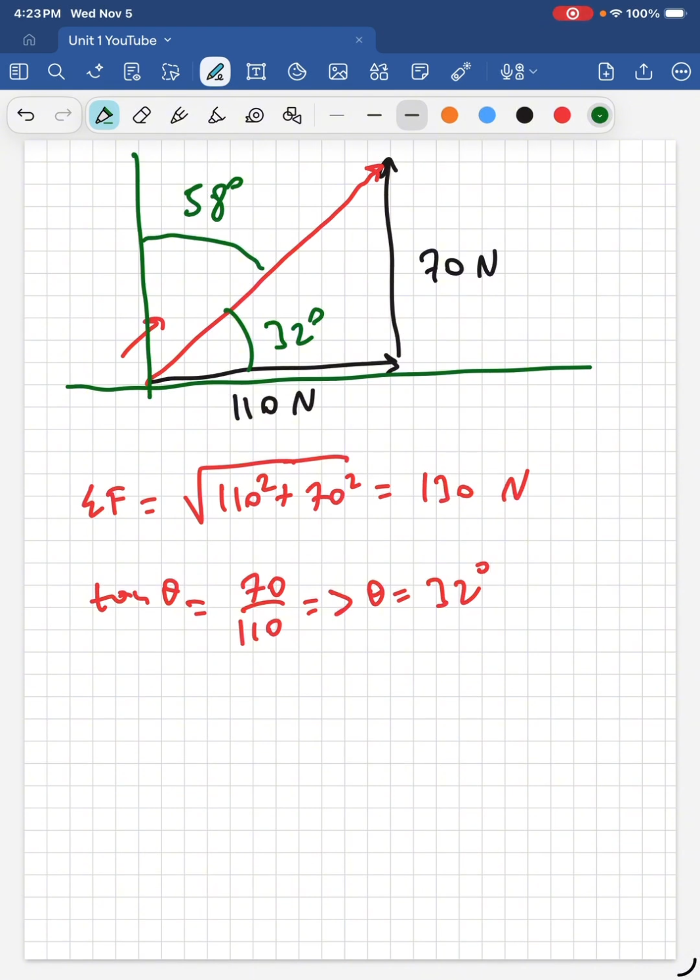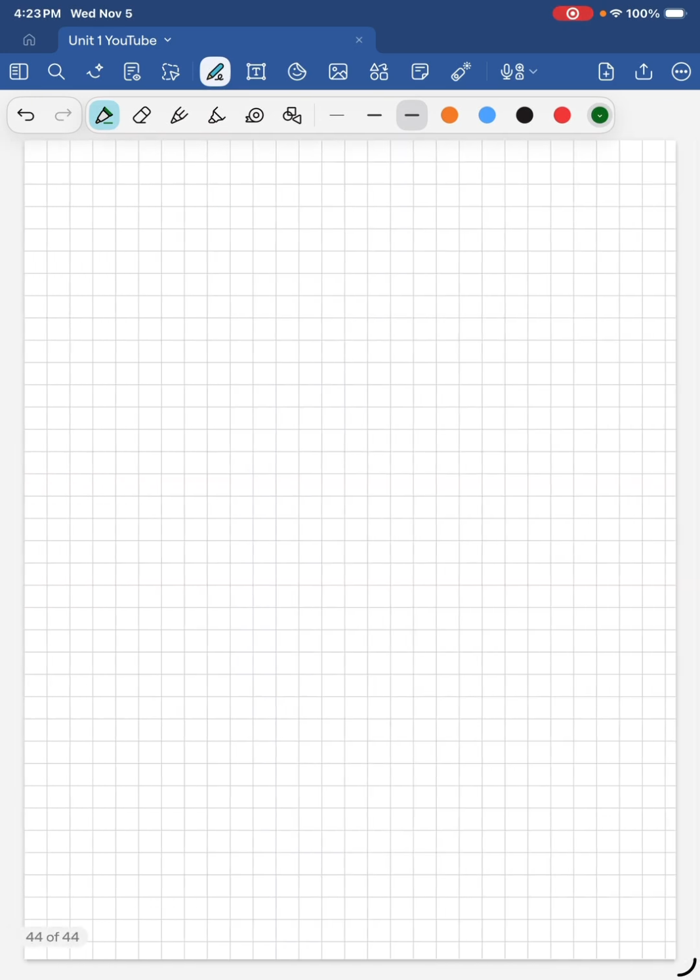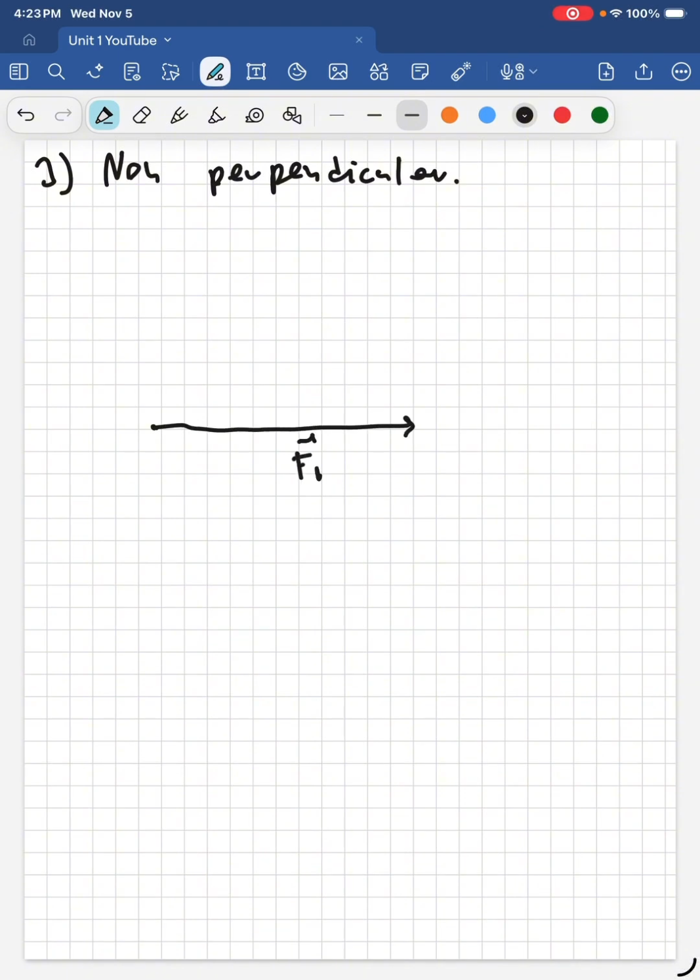Okay. Now let's do the third case, and I think it's the last case. Yes. So the third case is when they are non-perpendicular forces. Okay. So maybe F1 looks like this, and maybe F2 looks like this.